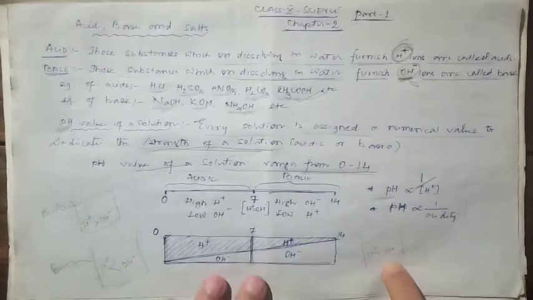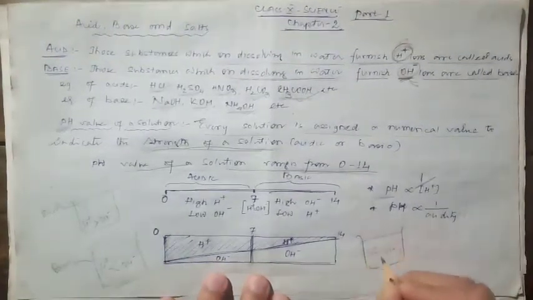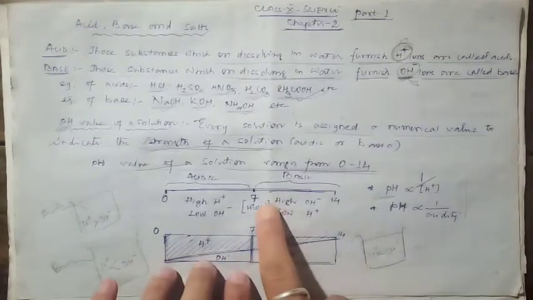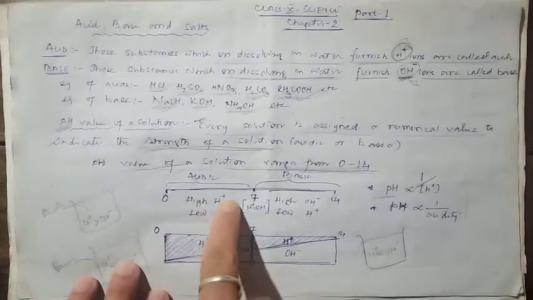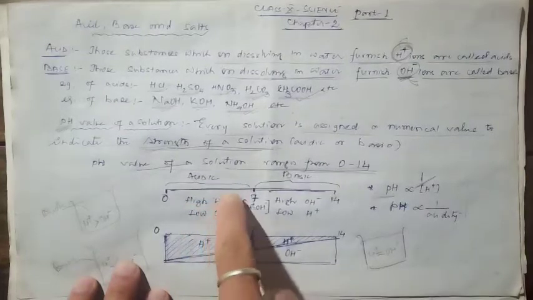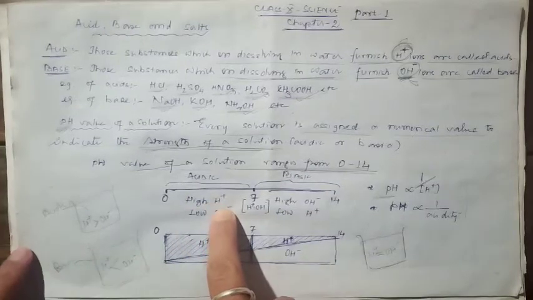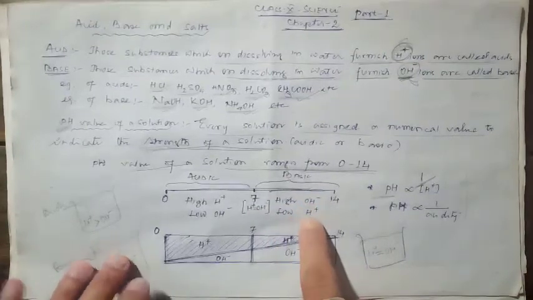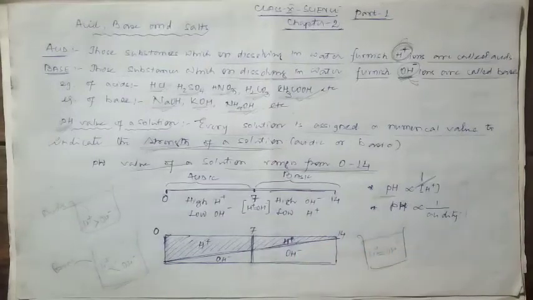If any solution contains H+ and OH- in equal amounts, we say such a solution is a neutral solution. A neutral solution has a pH value of 7. So that's what we mean by high H+ and low OH-. Any solution where H+ is high and OH- is less is an acidic solution. Any solution where OH- is higher and H+ is less is a basic solution. And solutions where H+ and OH- quantities are equal are said to be neutral solutions.